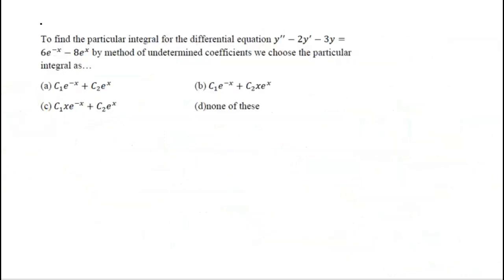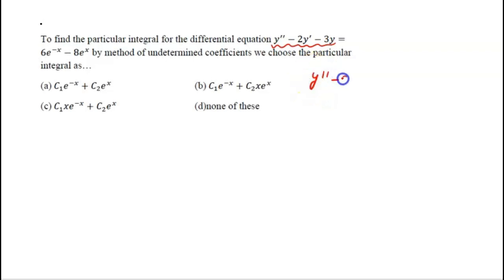Now the next question is to find the particular integral for the differential equation by the method of undetermined coefficients. We have solved similar problems earlier, so we are going to solve it quickly. As I have told you, when you have to find the trial solution or particular integral by the method of undetermined coefficients, you have to look at two things: the complementary function and the right hand side.